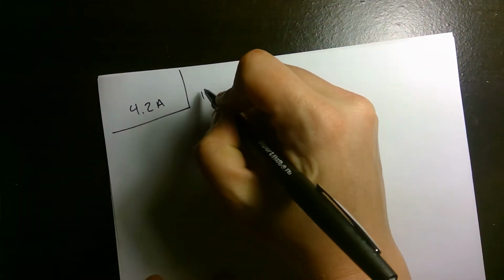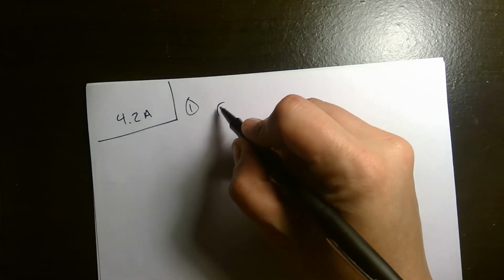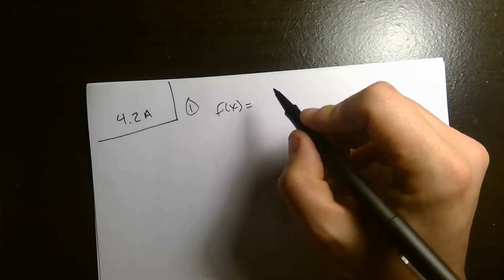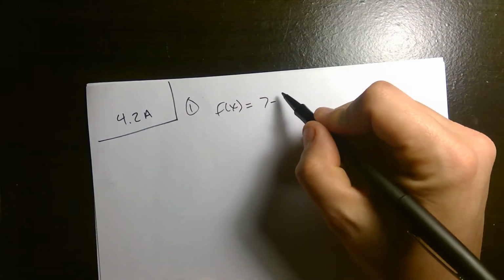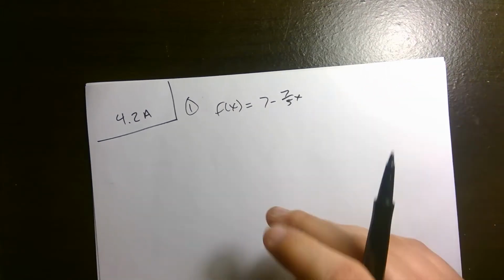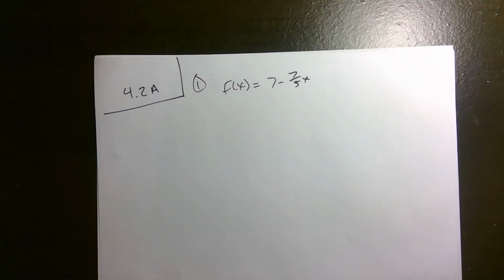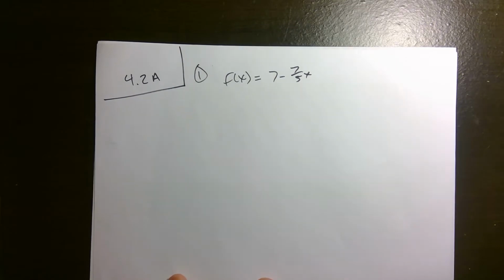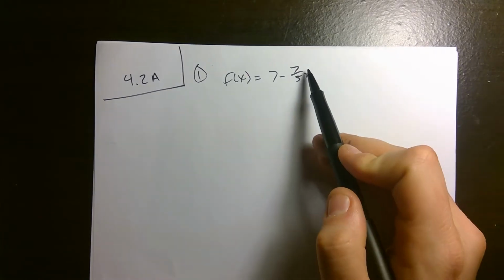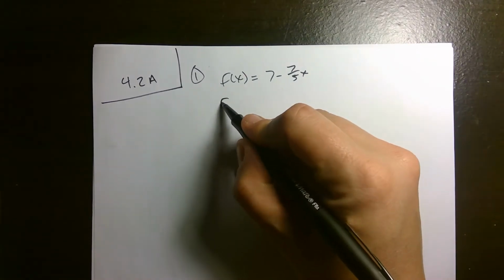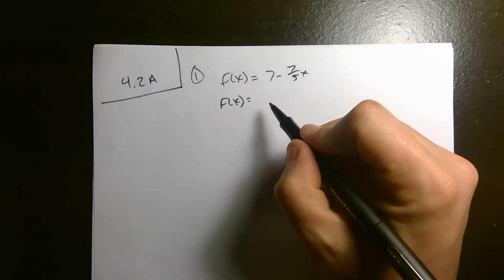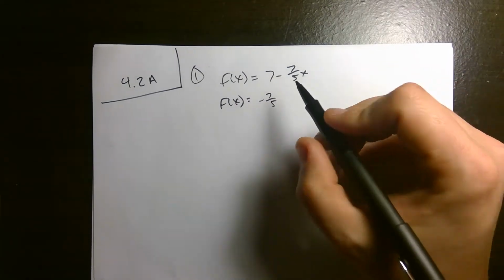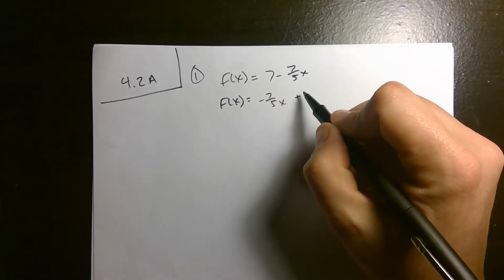And so we'll start with number 1, and the problem is the function f of x equals 7 minus 7/5 x. This particular section deals with a lot of parabolas. However, every once in a while, they're going to toss in a function that's just a linear function. Notice that this x is not squared. So I want to rewrite this in slope-intercept form. I'm going to have f of x equals negative 7/5 x plus 7.